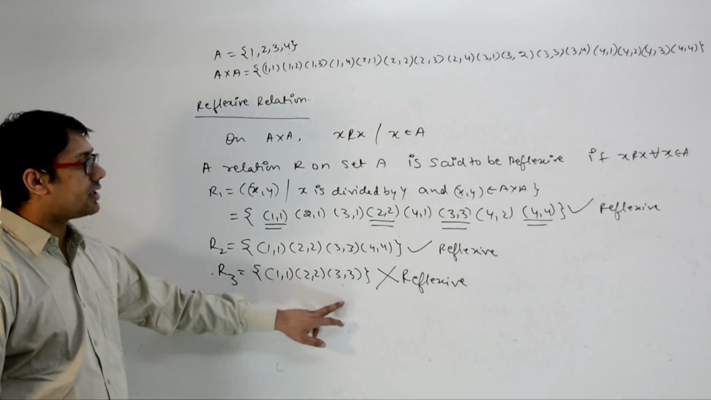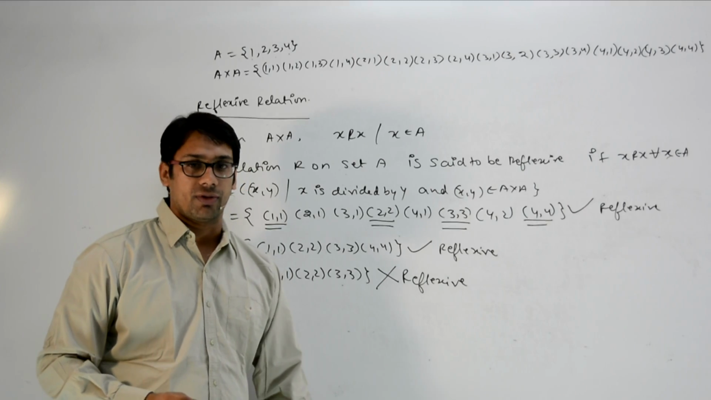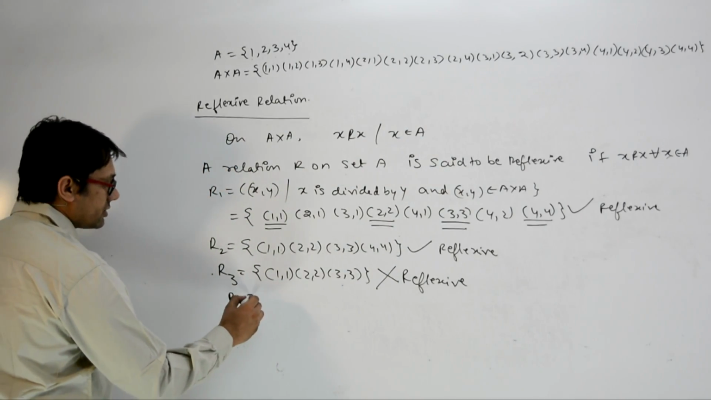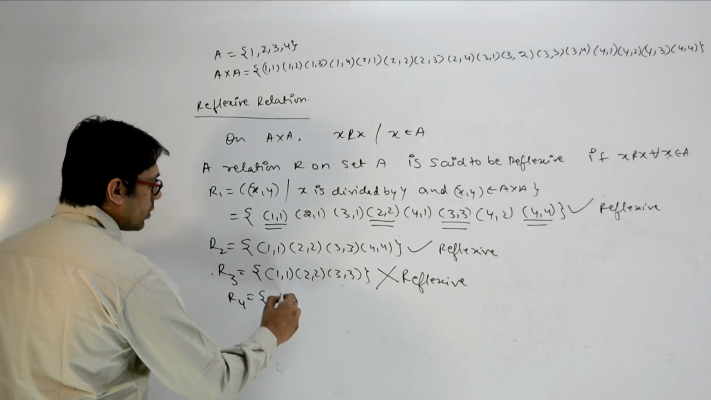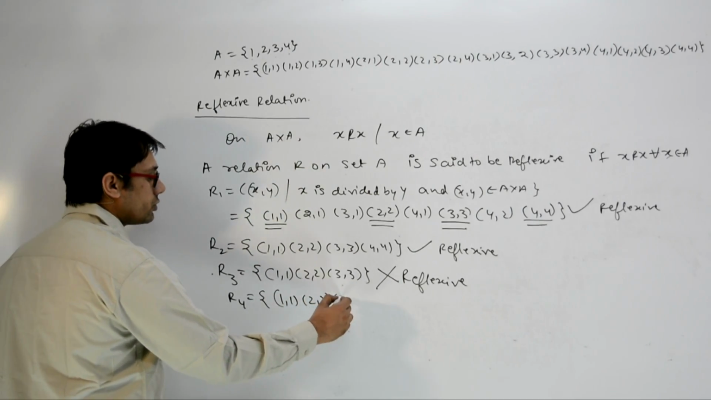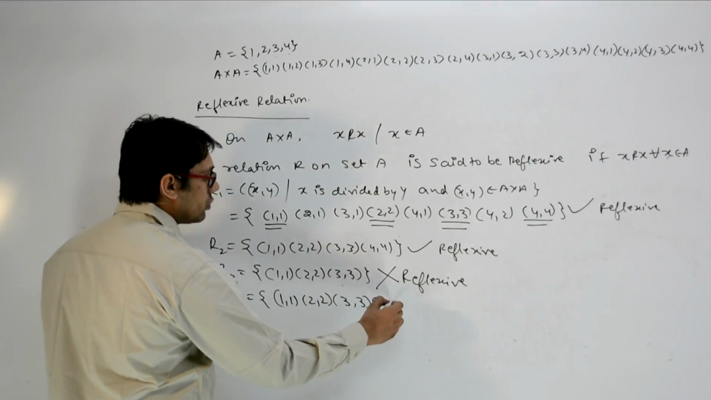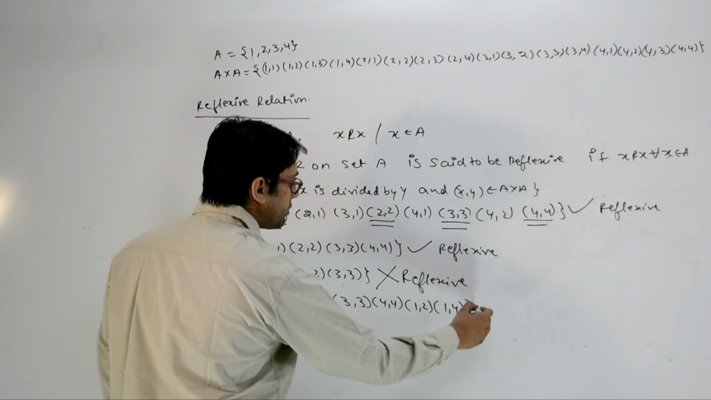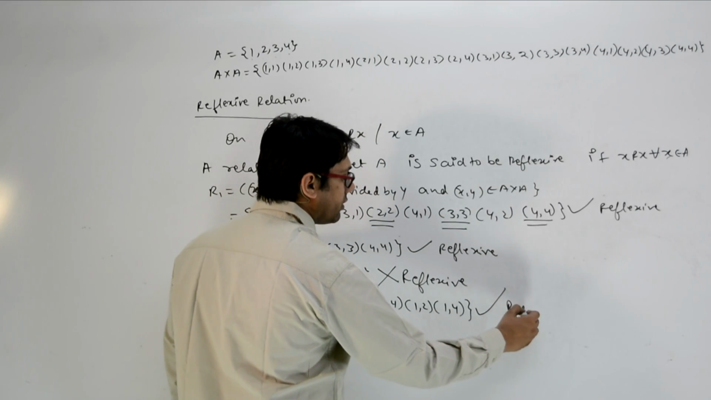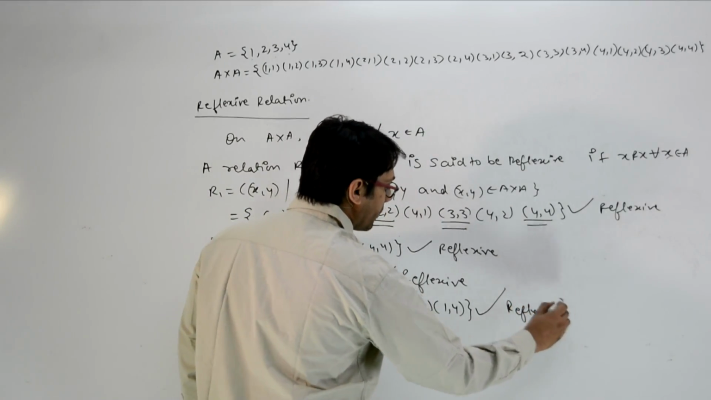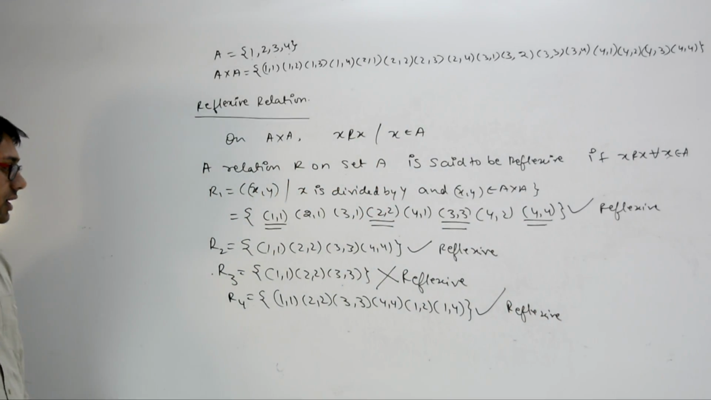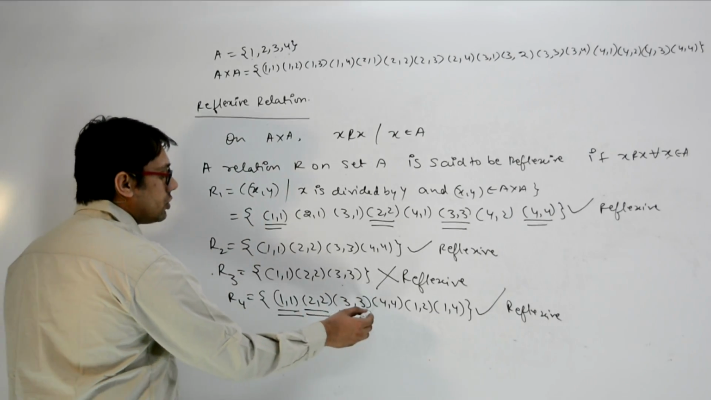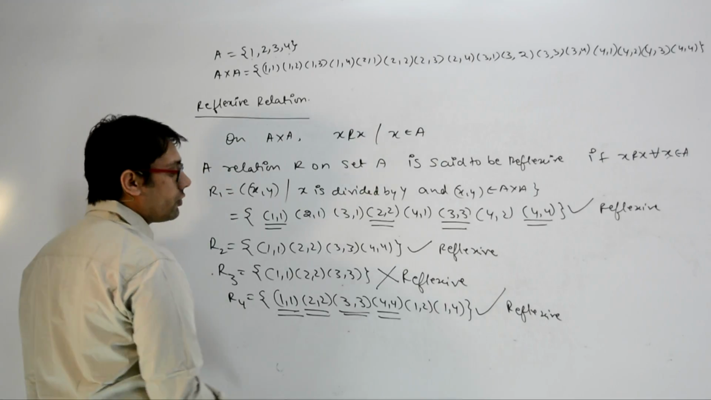Because it is not containing the ordered pair which is (4, 4). Now if I write an example like this, let us assume there is a relation R4 which is containing (1, 1), (2, 2), (3, 3), (4, 4), (1, 2), (1, 4). Now this relation is also reflexive on the above set A. Why? Because it is containing all the ordered pairs (1, 1), (2, 2), (3, 3), (4, 4).